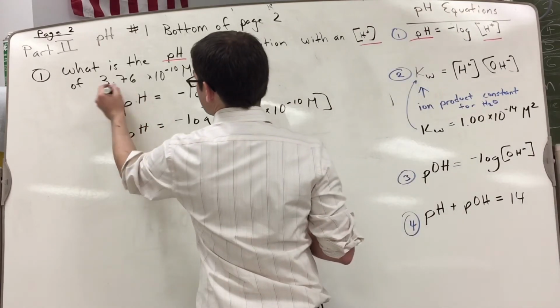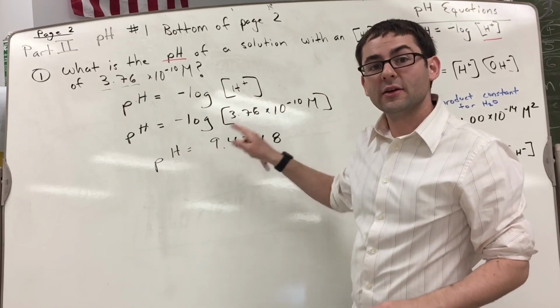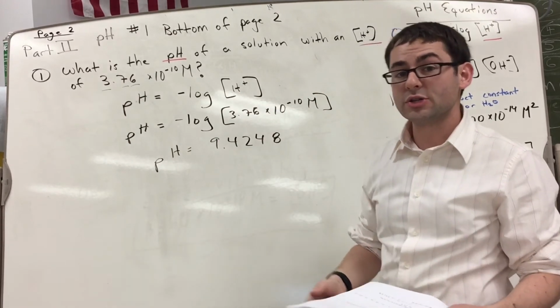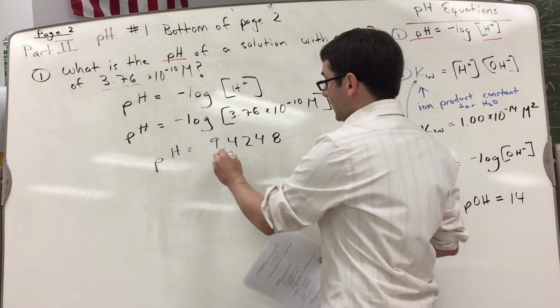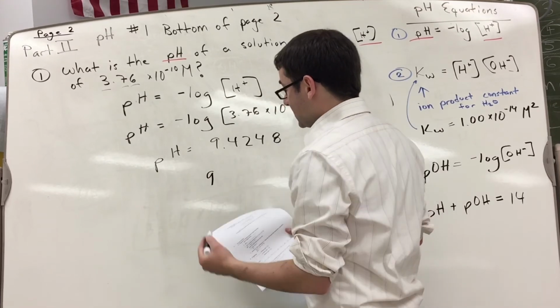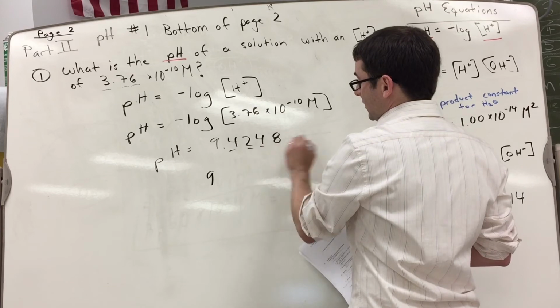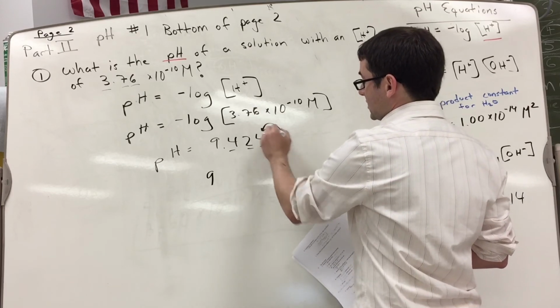Now sig figs with pH is a little weird. This has 3 sig figs here. With pH, anything past the decimal point counts, and any whole numbers don't count. So for sig figs, you just ignore the 9. You need it. It's very important because it does tell us that it's basic. But this would be the first one, this would be the second one, this is the third one, and then you use that to round.